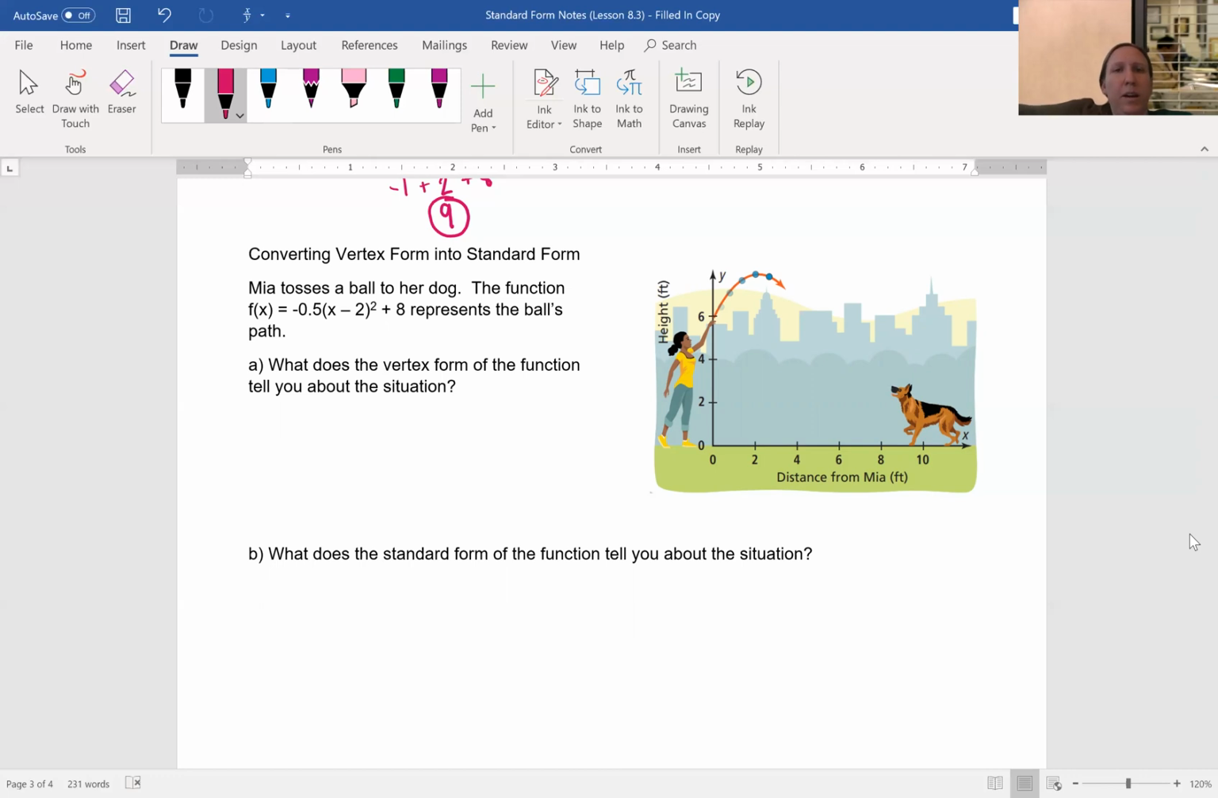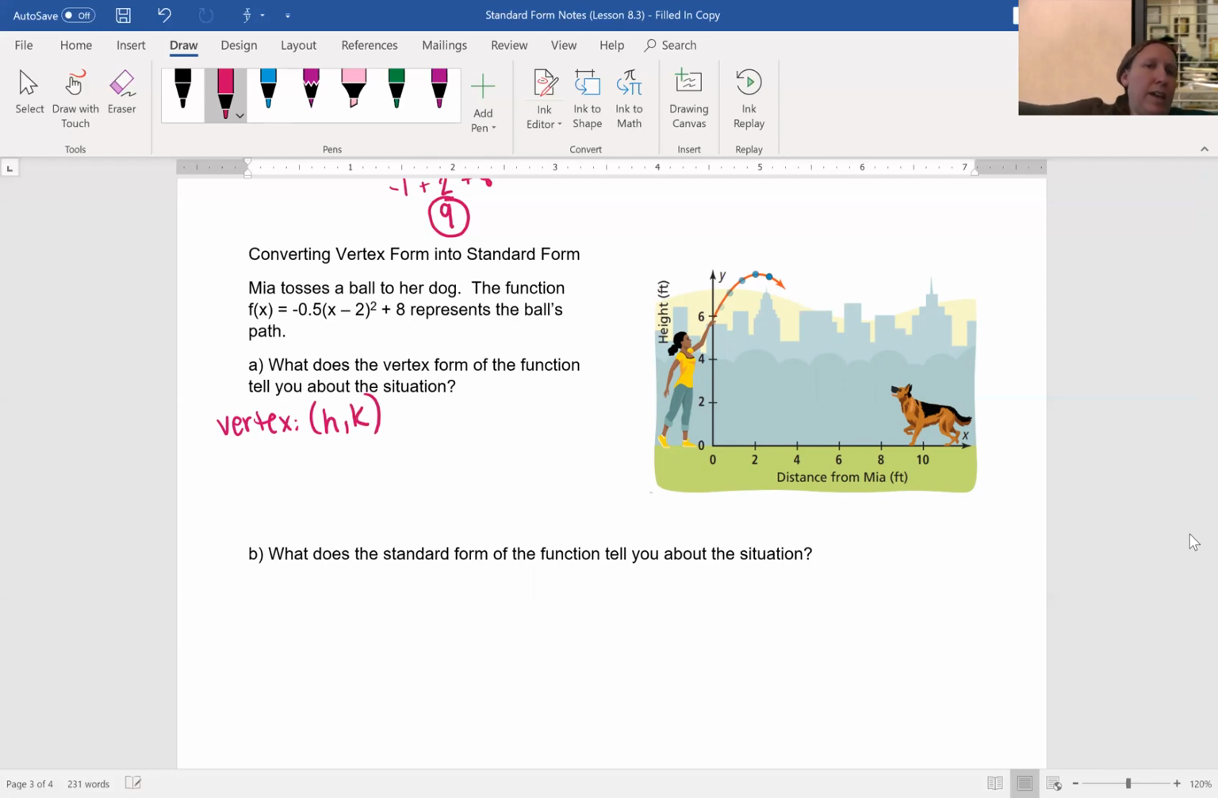So we have Mia tossing a ball to her dog. You can see that it is forming that parabola, even though they didn't draw the whole thing. They give us the equation for that parabola. And we are first asked to look at the vertex form that they gave us and describe what it tells us about that situation. So hopefully remember that in vertex form, our vertex is (h, k).